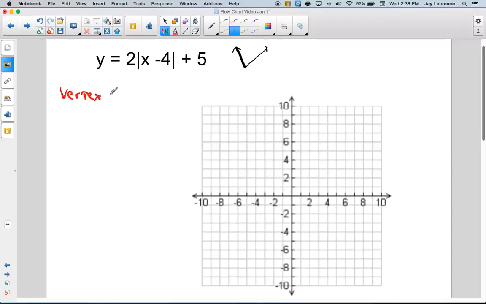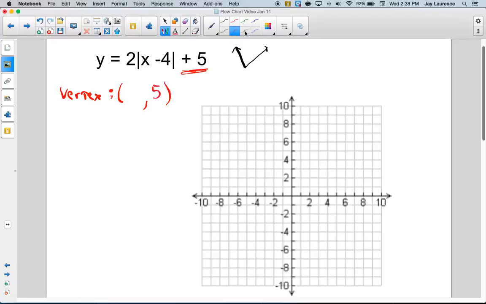The vertex has an x-coordinate and a y-coordinate. The y-coordinate is sitting right here. It looks almost like a y-intercept. Doesn't this kind of look like y equals mx plus b? It's not slope-intercept form, but man, it sure looks like it. So the y-coordinate of my vertex is going to be 5.